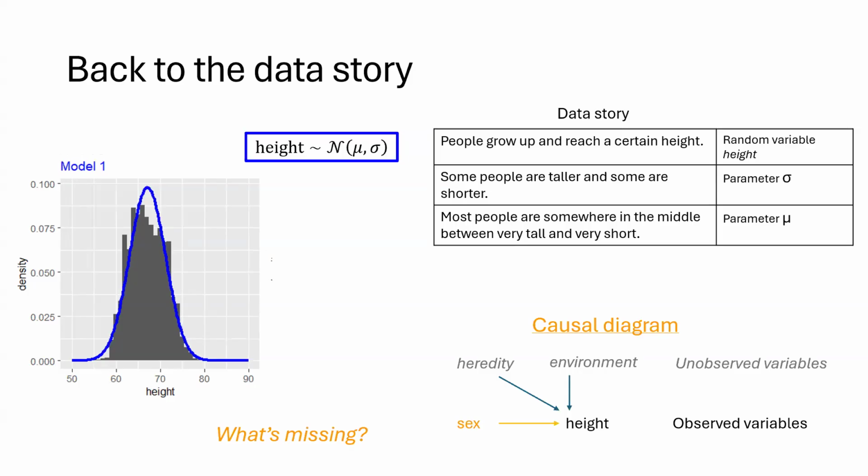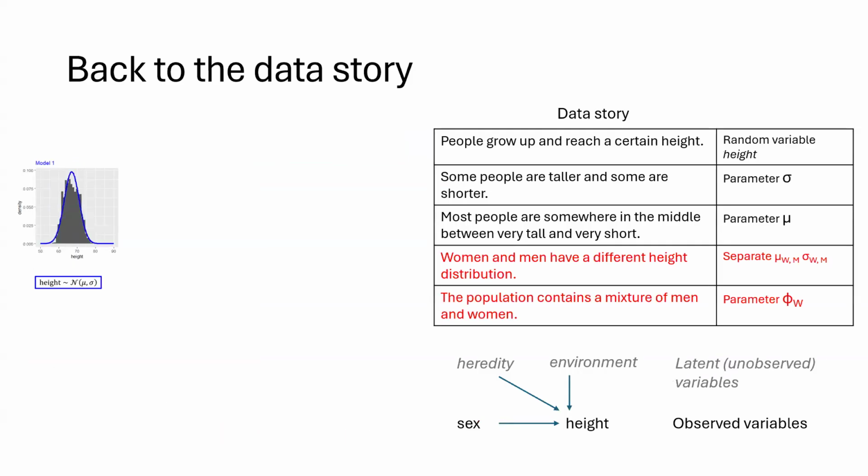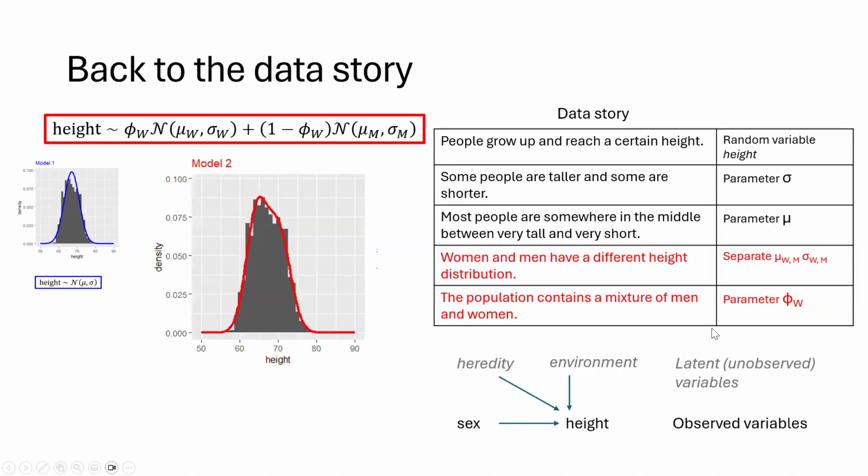So the missing element, you can probably guess, is that sex is missing. So men and women tend to have different heights. So we can go back to our data story and revise it to put in this missing piece. Women and men have separate heights, which we can represent with separate mean and standard deviation parameters for men and women. And then in the population, there's going to be a proportion of women and men, and that proportion is going to affect the overall height distribution. So that parameter I'm calling phi. And then the new model looks like this.